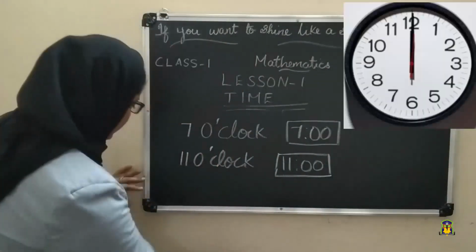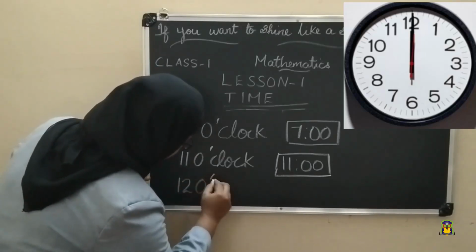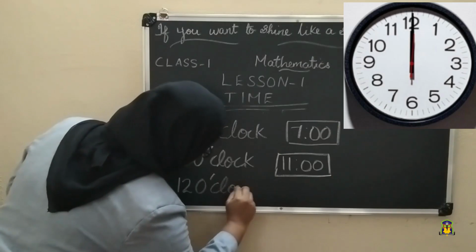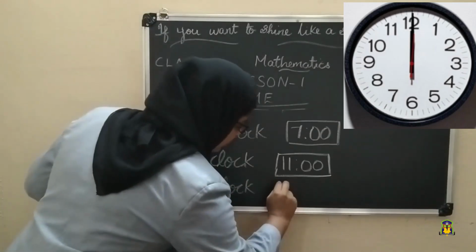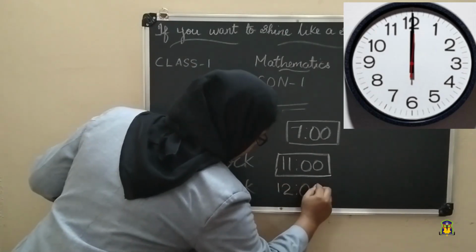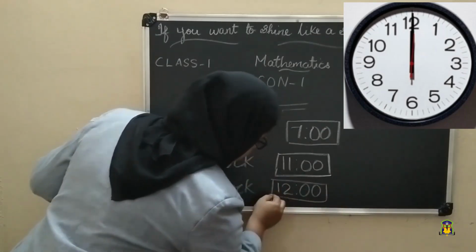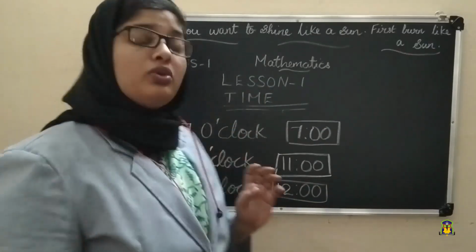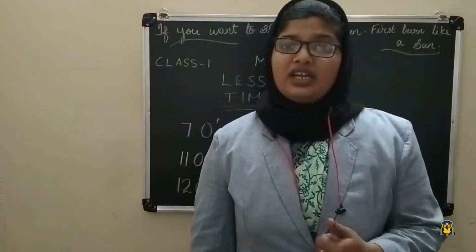So all of you look here. 12 O apostrophe C-L-O-C-K clock. Then how will we write this time in digital? Yes, 12, put 2 dots, then after that you have to write 2 zeros. Okay, this is 12 o'clock. Now we have studied how to read the time.